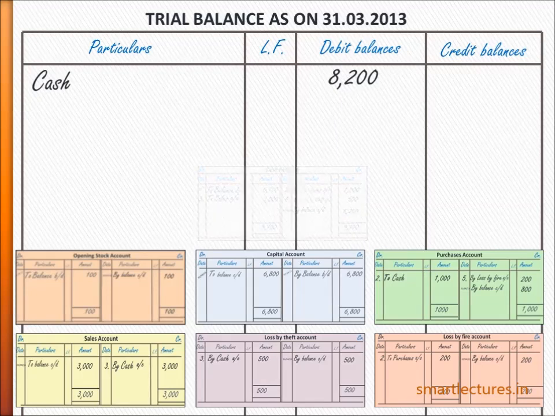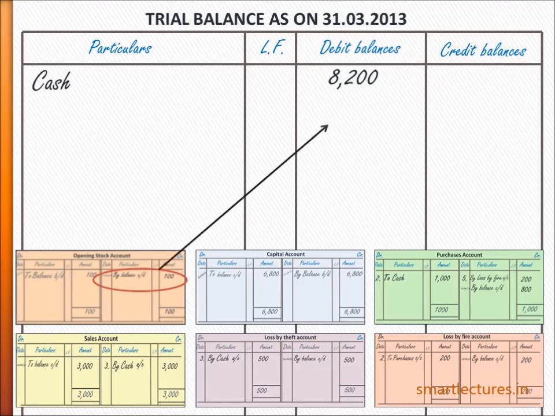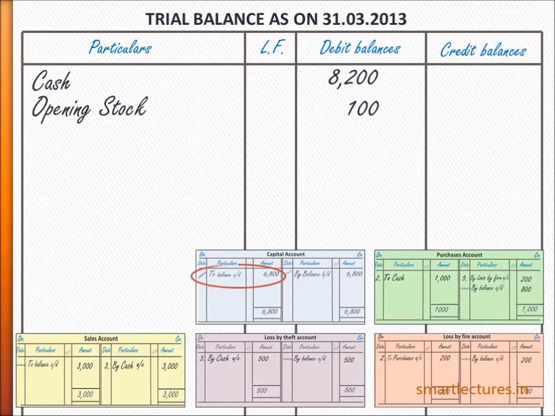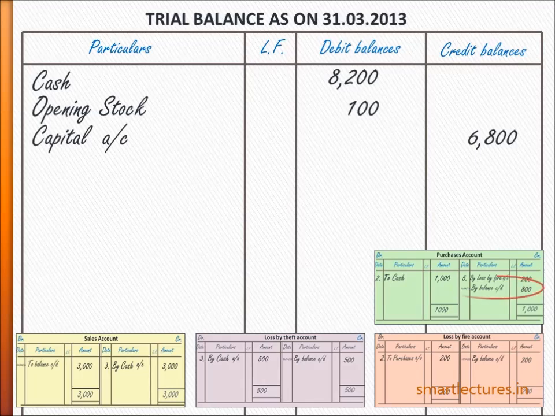Take it to the debit side of trial balance, cash 8,200. Now come to the opening stock. By balance c/d 100. It will come to the debit side of trial balance, opening stock 100 rupees. Now capital account, to balance c/d is 6,800 on debit side. Come to the credit side of trial balance, capital 6,800. Now purchases account. On credit side, by balance c/d 800. Take it to the debit side of trial balance, purchases 800.